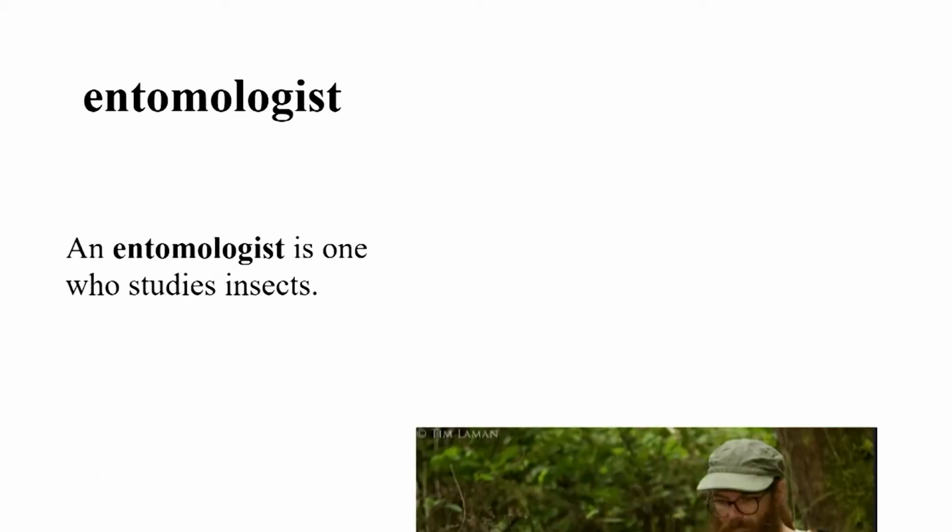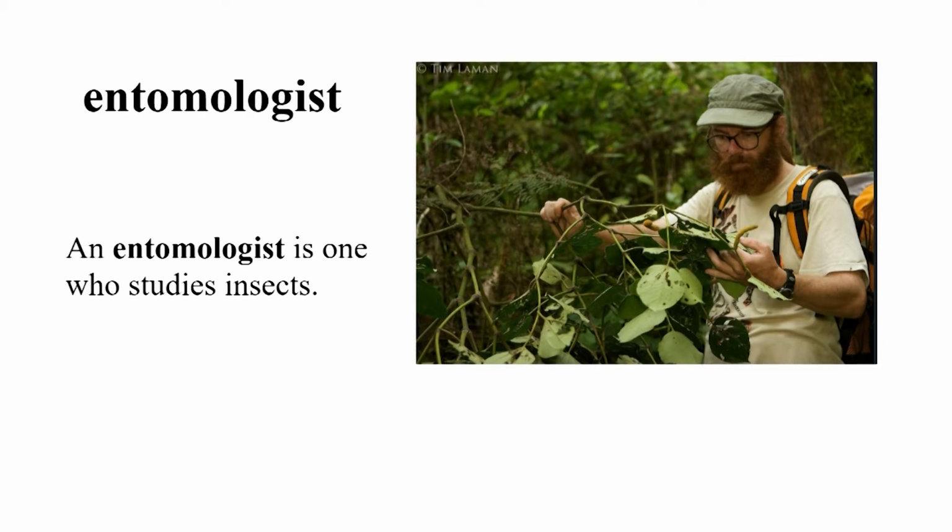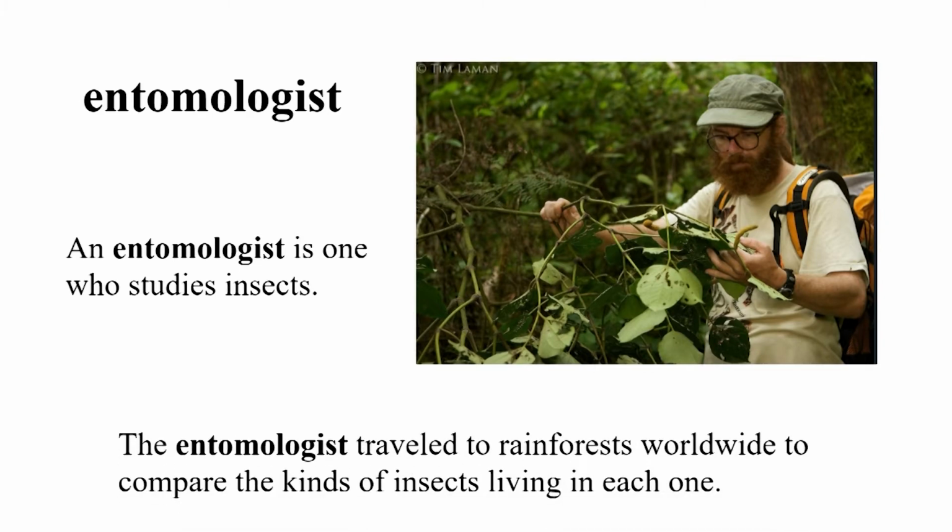Our first word is entomologist. Miss Julianne, can you say it with us? Entomologist. How many syllables are in entomologist? Yes, 5. An entomologist is one who studies insects. Let's use it in a sentence. The entomologists traveled to rainforests worldwide to compare the different kinds of insects living there. Miss Julianne, have you ever met an entomologist? No, I haven't. Neither have I. I would love to meet one day.